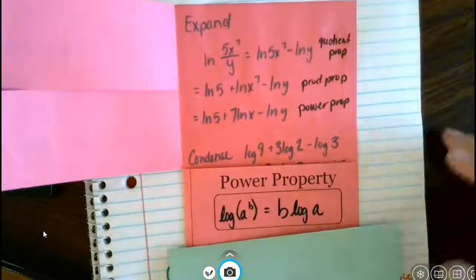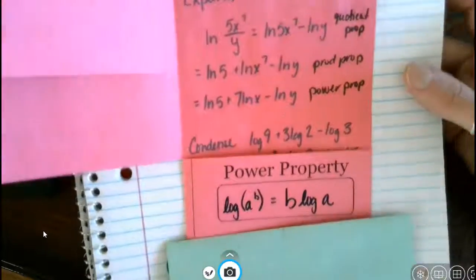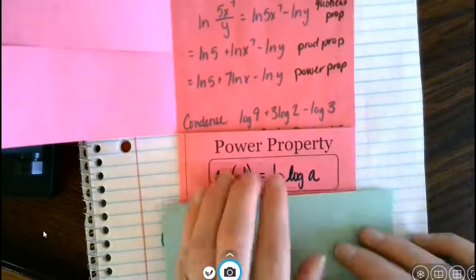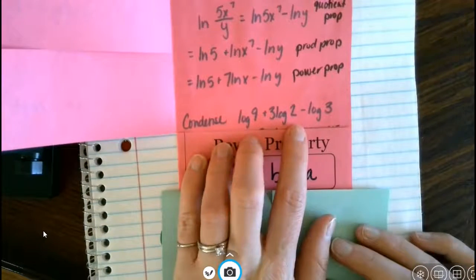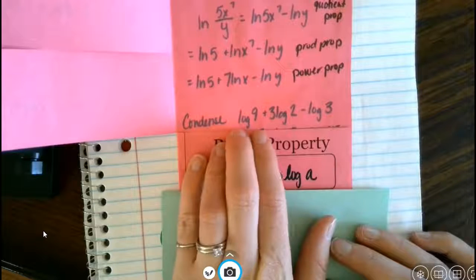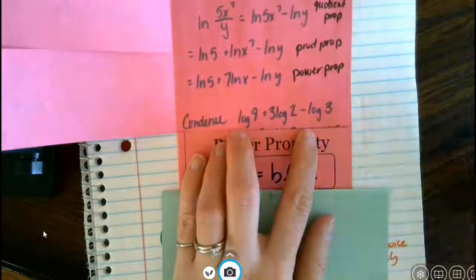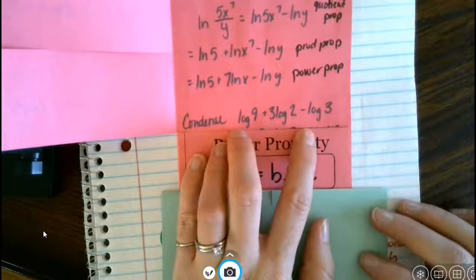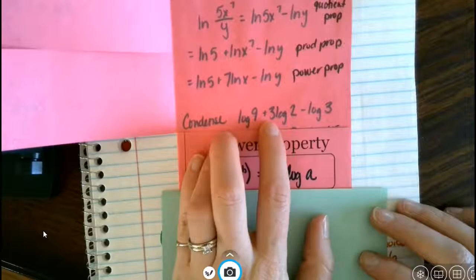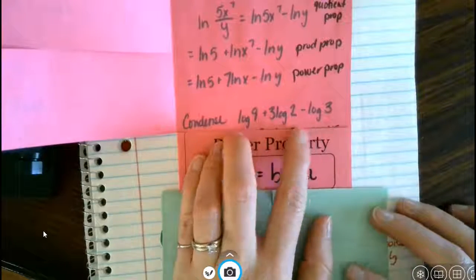So the other thing I can do is I can condense. I can go from the big thing to the little thing. So that's what we're going to be doing here in this example. So I have here, I'm just using my common log because I don't have a base, so I'm assuming that it's a 10. So I've got log of 9 plus 3 log of 2 minus log of 3.